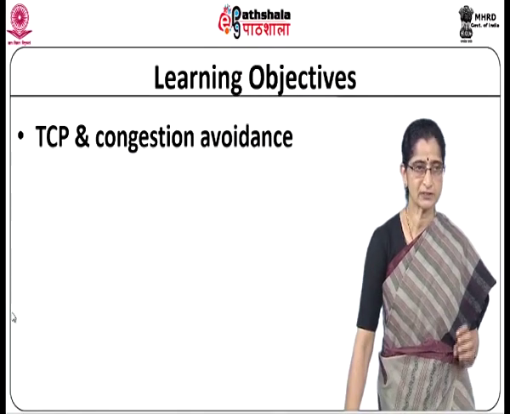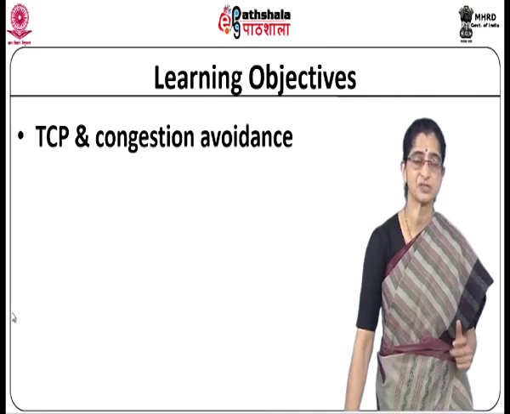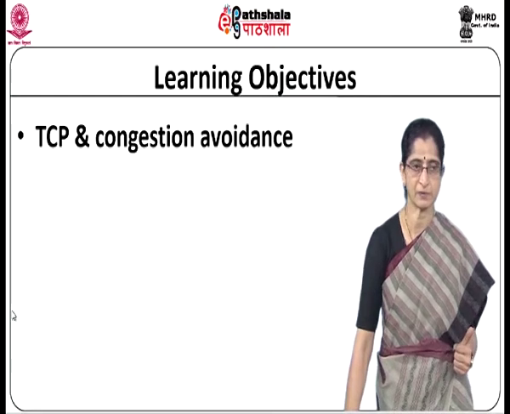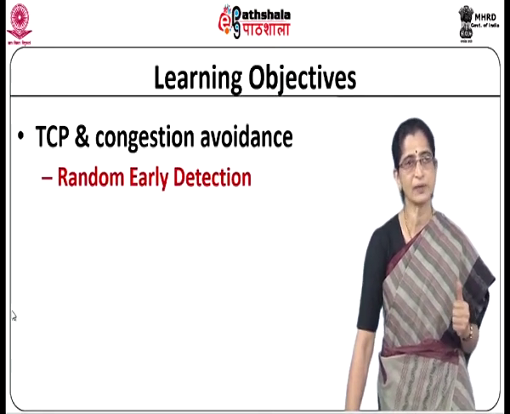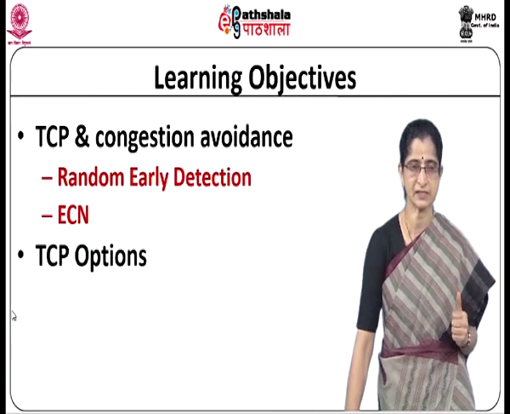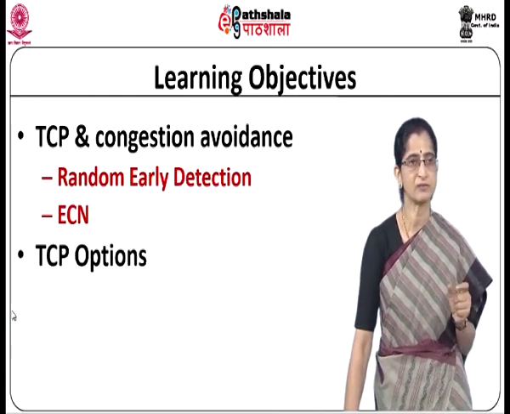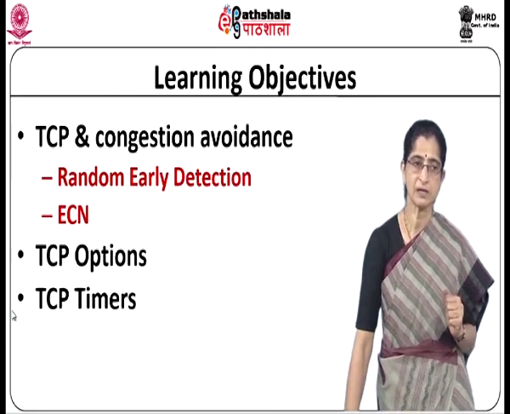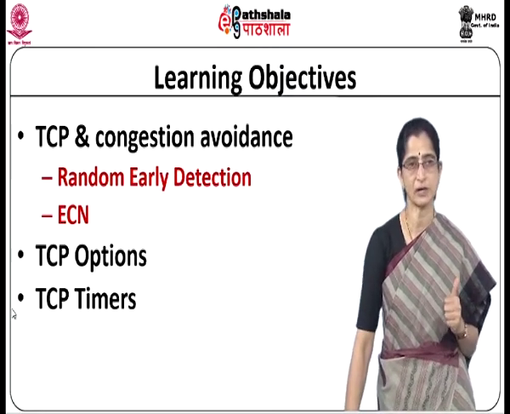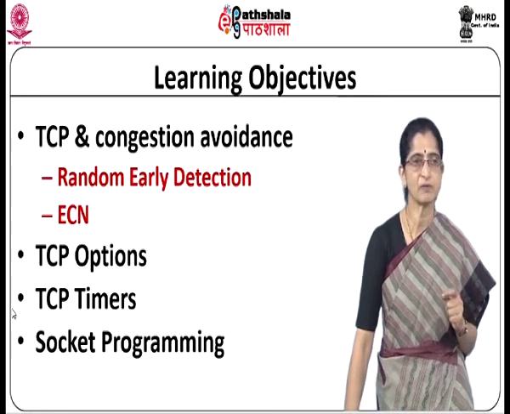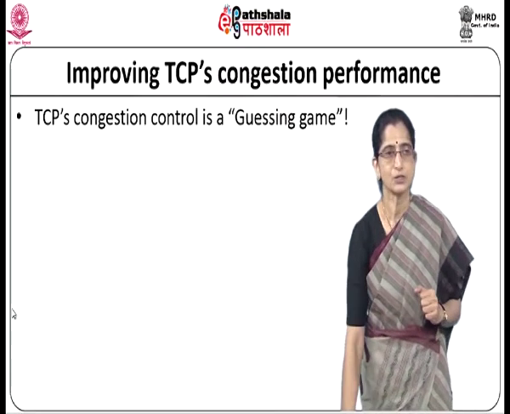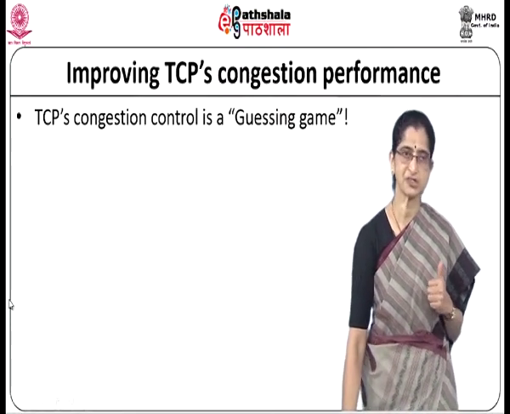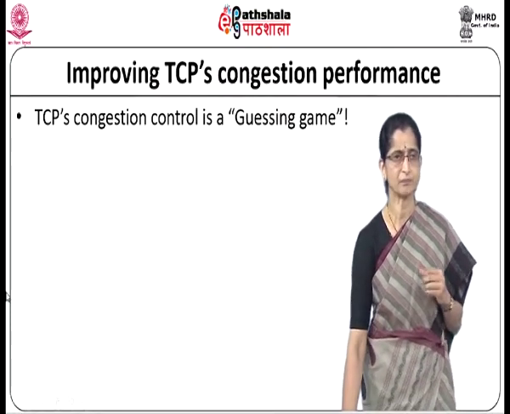We will start off with TCP and congestion avoidance. We will look at the congestion control mechanisms of TCP in detail, and how congestion avoidance is added to TCP. Second, as part of that, we will look at random early detection and the ECN techniques. Then we will look at various options that are available in TCP, and at different timers and how timers are managed in TCP. Of course, we will conclude with an introduction to socket programming.